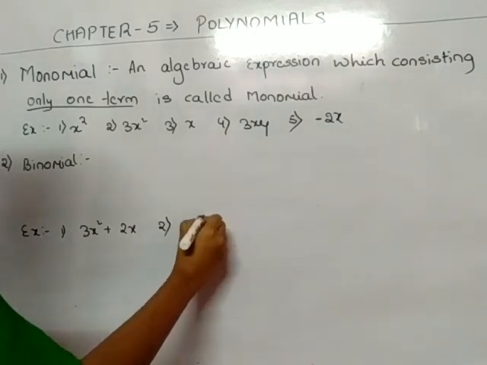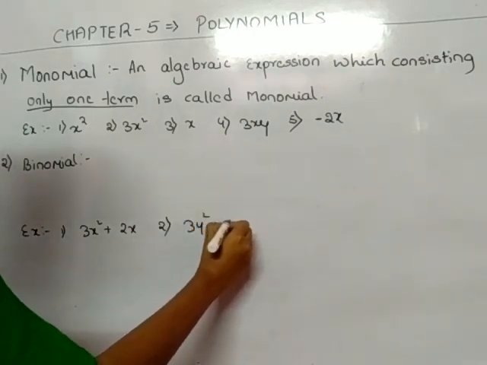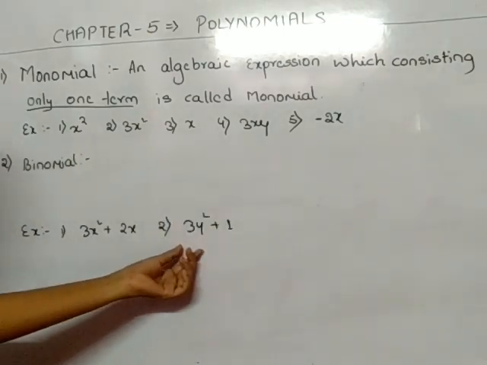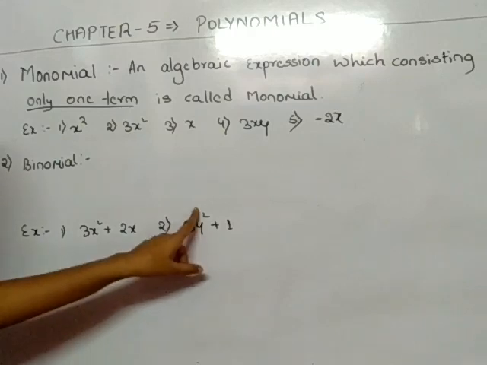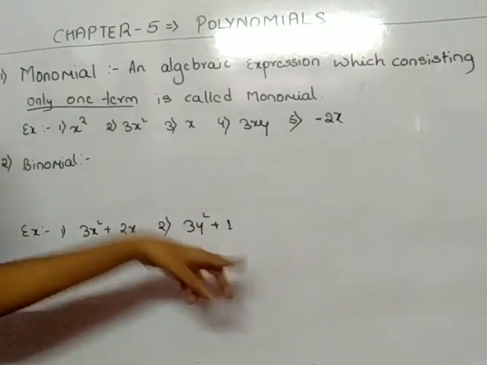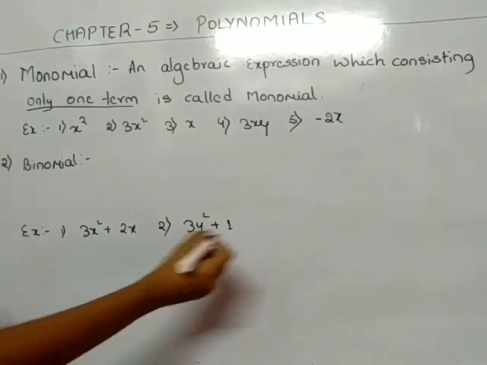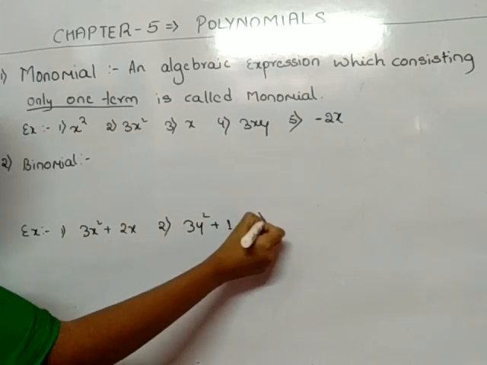y squared plus 1, right? Even this is also a binomial because 3xy square is one term and 1 is another term. Again it is separated by the addition symbol, isn't it? So then the third one, we'll see an example.